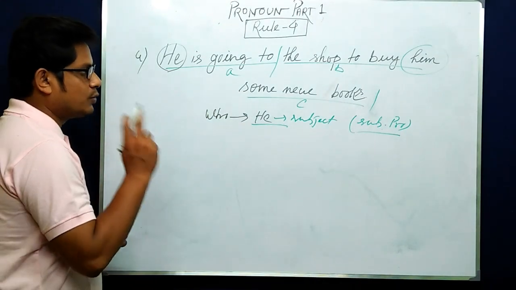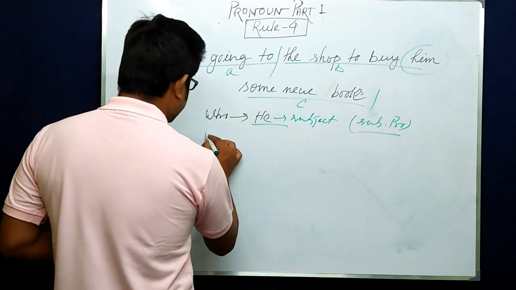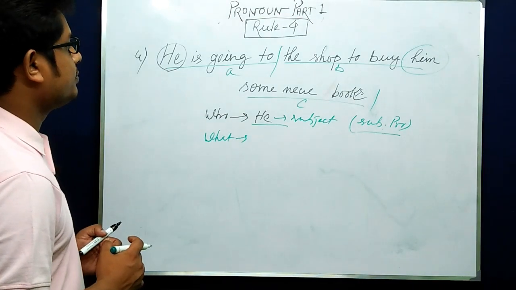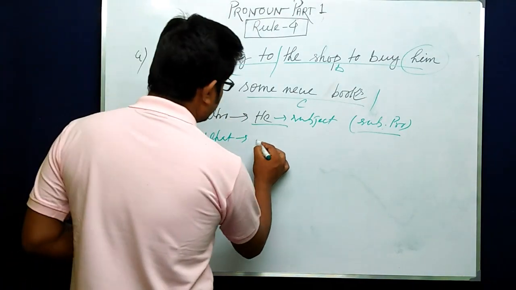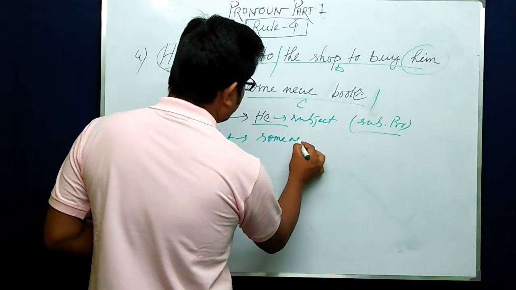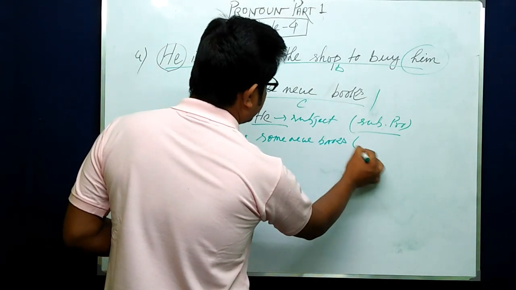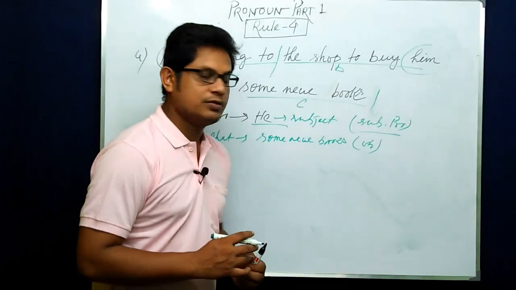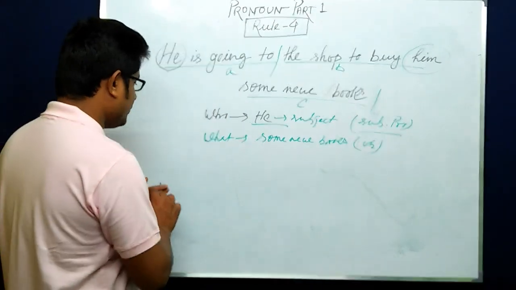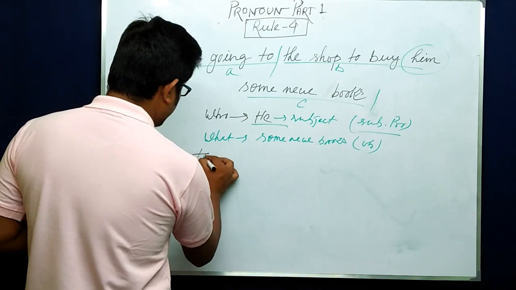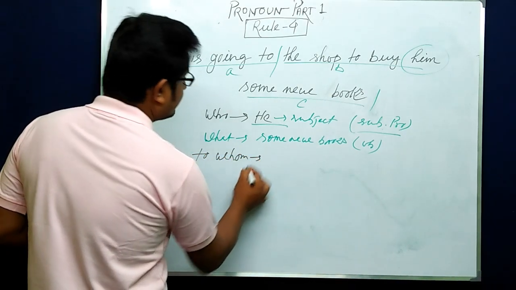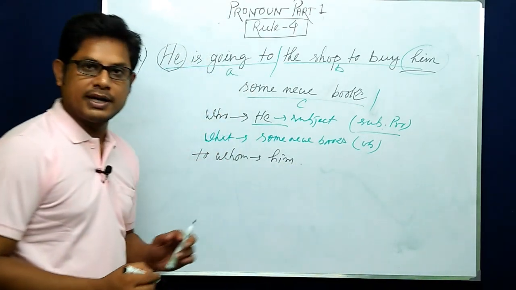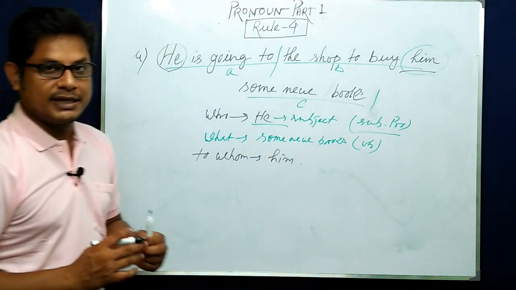Now there are 2 objects in this sentence. Number 1, what he is going to buy. He is going to buy some new books. So some new books is also an object, and we have another object: to whom he is going to buy some new books. If you ask to whom, the answer is him, right? So him is another object of this sentence.